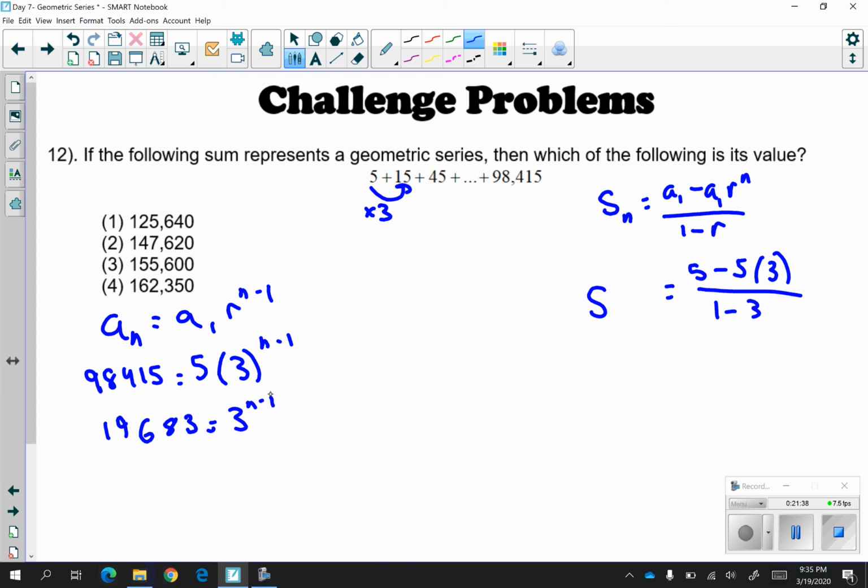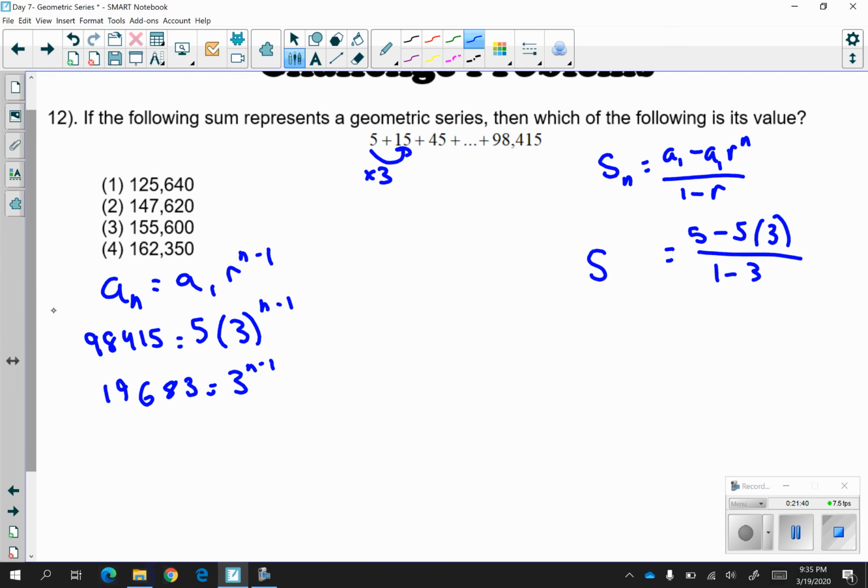We want to solve for an exponent, you have to use logs. So you're going to keep the base and switch the other two values. So log base 3 of 19,683 is equal to n minus 1.